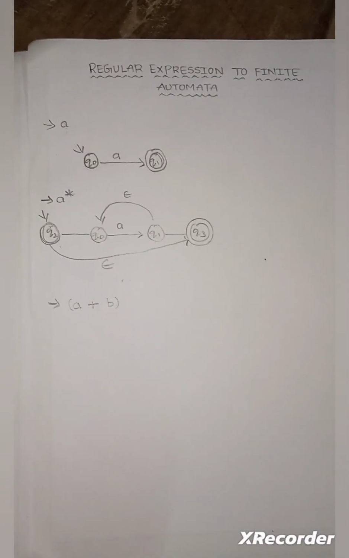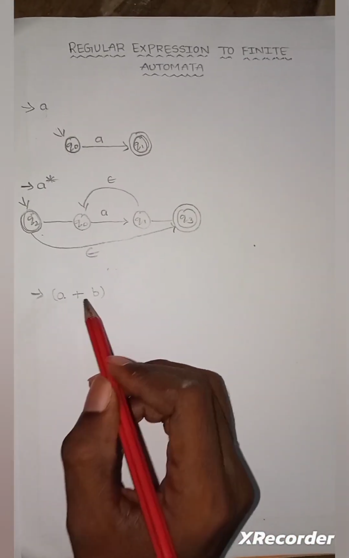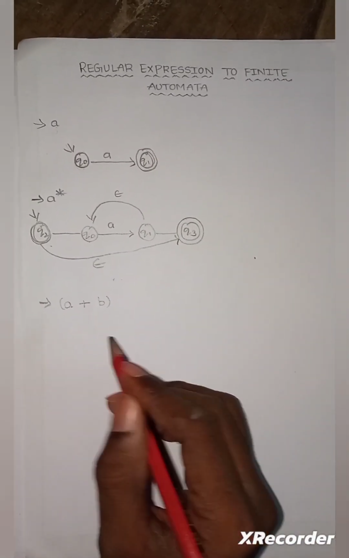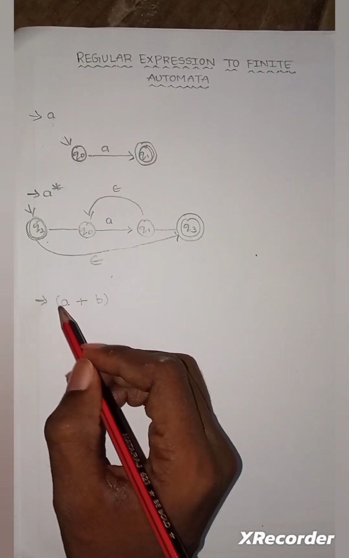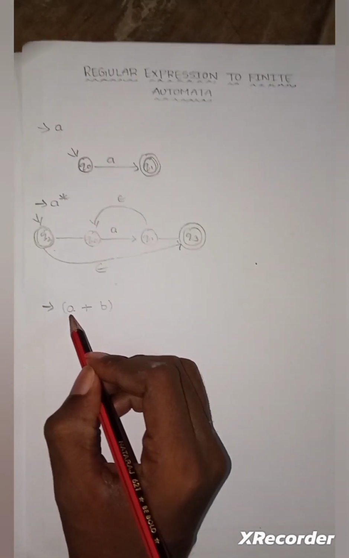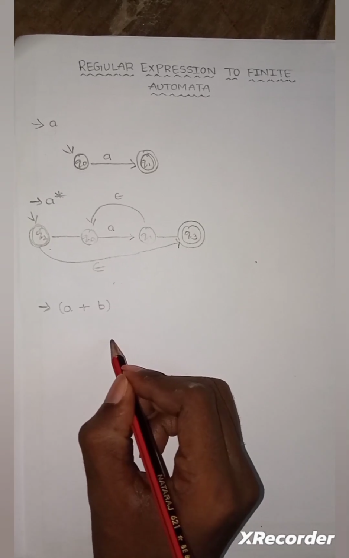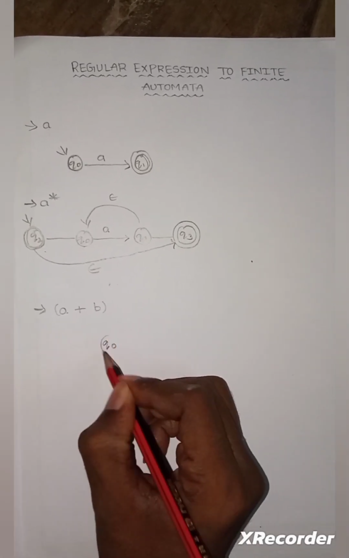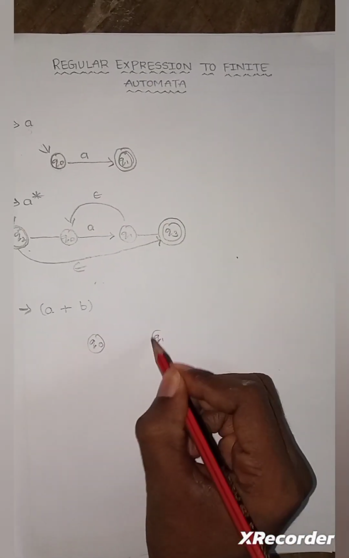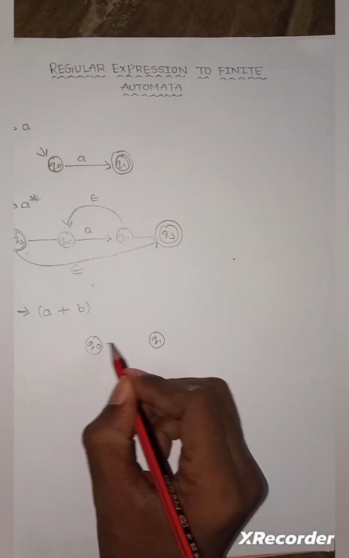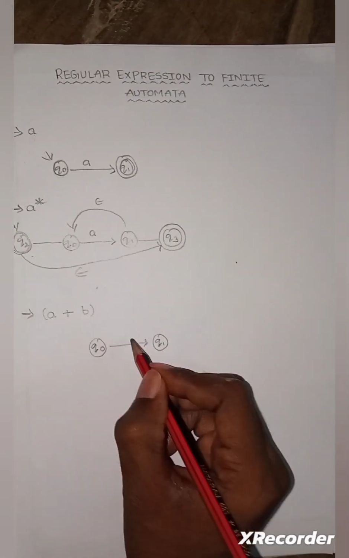Now let us convert a regular expression A plus B to finite automata. So at first we need to convert this regular expression A to the finite automata. So we will be having two states. Let the states be Q0 and Q1, right? It will be connected by input symbol A.